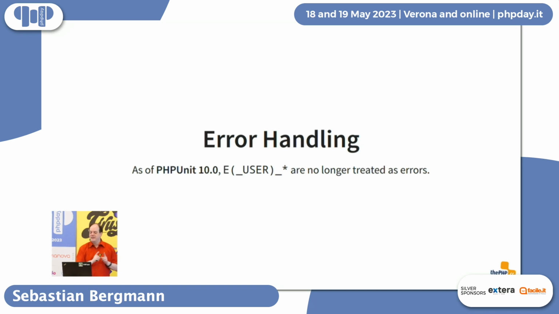So let's start at the beginning. Error handling. As of PHPUnit 10.0, all these E_USER or just E_ things are no longer treated as errors. PHPUnit will no longer abort the execution of a test just because there was an E_DEPRECATED or an E_USER_DEPRECATED happening along the way.